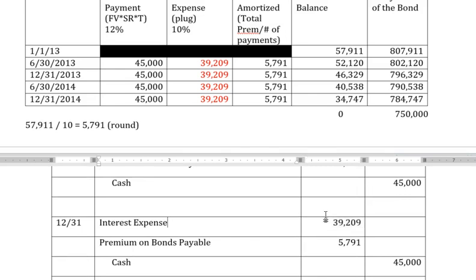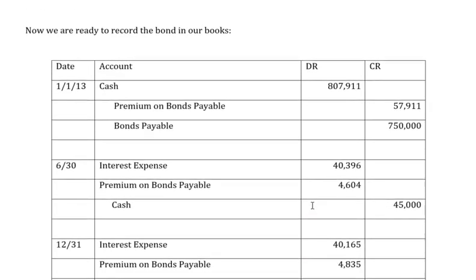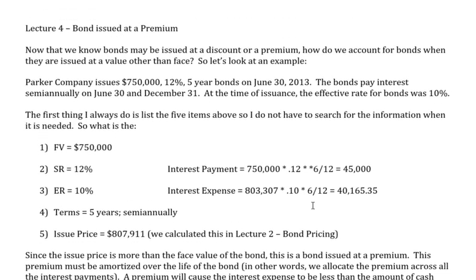All right, so hopefully this helps you understand a little bit more about how to record a bond that was issued at a premium, just a basic bond issued at a premium, both the effective interest method and the straight line method.